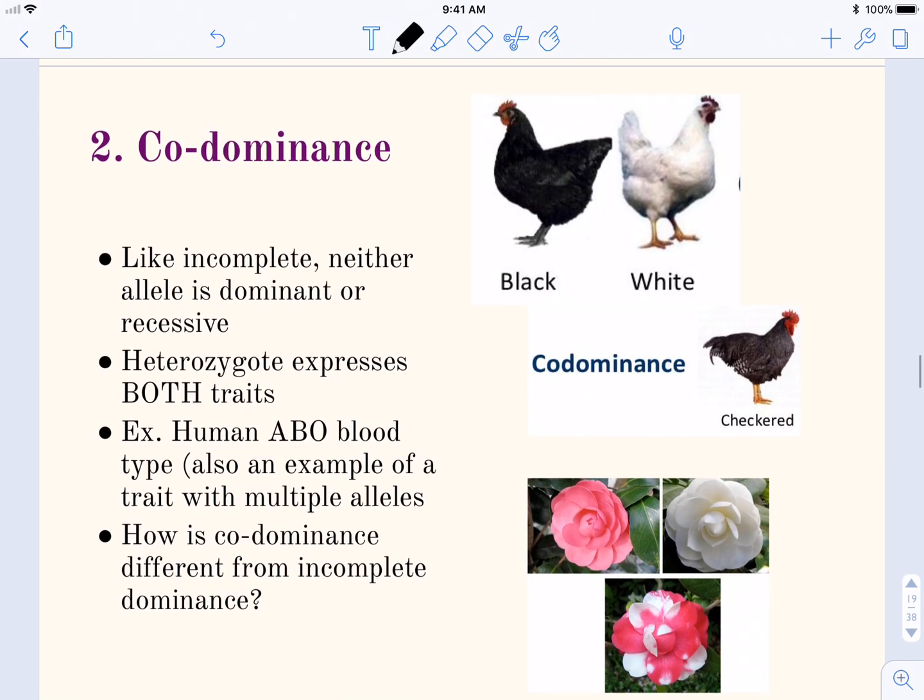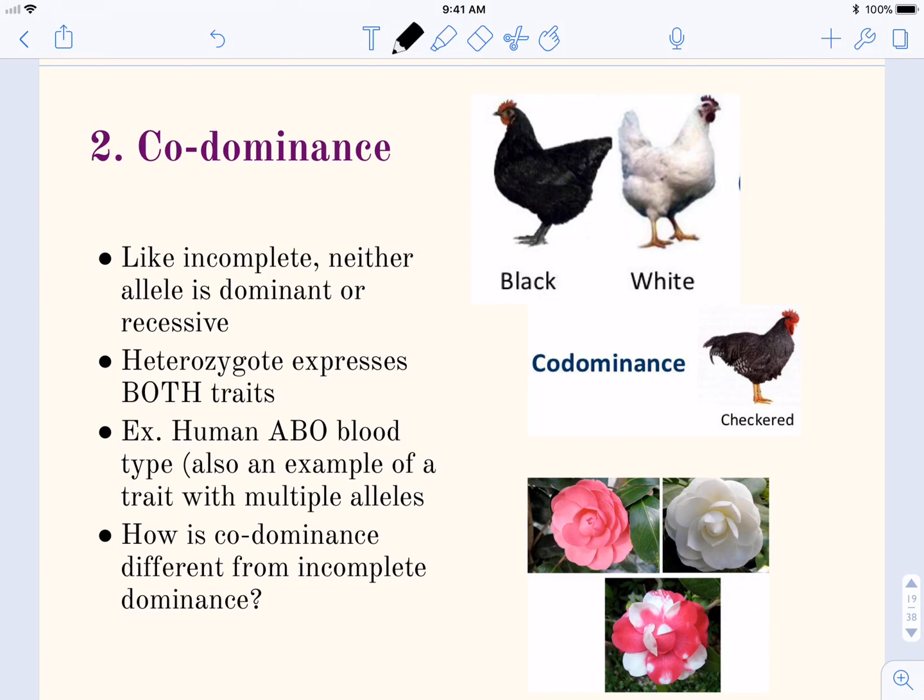All right, so we're going to see that there are a lot of similarities and differences between codominance and incomplete dominance. One similarity is that, just like incomplete dominance, neither allele is going to be fully dominant or fully recessive. You're going to see both alleles working together in an interesting way when you are heterozygous for that trait. Another similarity is that, like incomplete dominance, you're not going to see a new phenotype unless you're heterozygous.